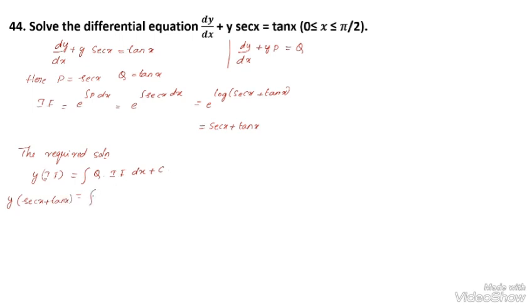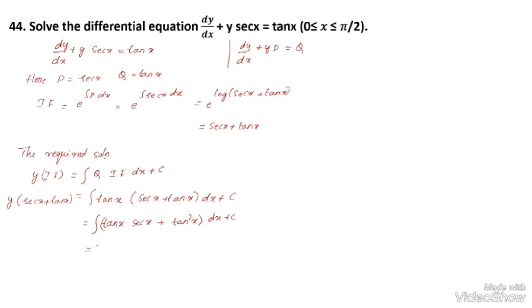Again, what is the Q? That is tan x. Integrating factor sec x plus tan x into dx with some constant c. Now I can multiply tan x inside, that is tan x into sec x plus tan square x dx plus some constant c.